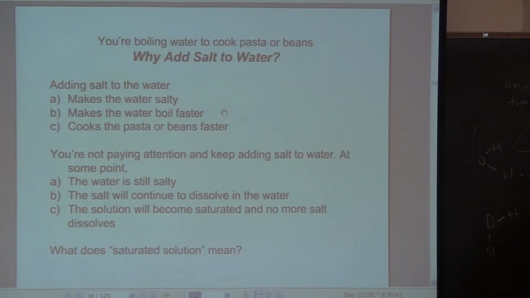Okay, let's go on to the next slide. You may have done this before: boiling water to make beans or spaghetti. Why do you add salt to the water? You add salt to the water to make it salty, to improve the taste. Or you add salt to the water to make the water boil faster. Or you add salt to the water to cook the spaghetti or beans faster. So which one is it, A, B, or C?